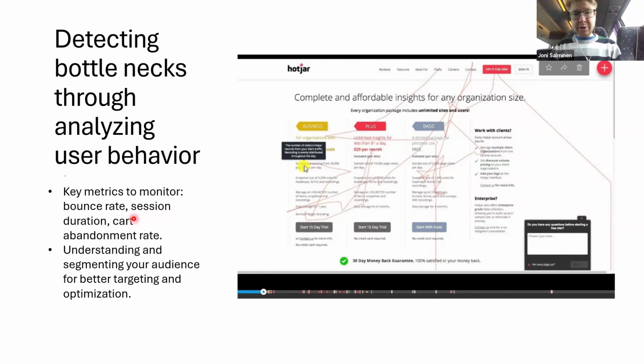The same with session duration. You can monitor how long people spend on the website, and on specific pages. For the specific pages where you drive the traffic and where you expect them to be, you can compare the time on those pages to try and understand what is happening. And then cart abandonment rate, meaning that when people are putting something in the shopping cart, how many of them will complete the purchase. This is often considered one of the key metrics in conversion rate optimization.